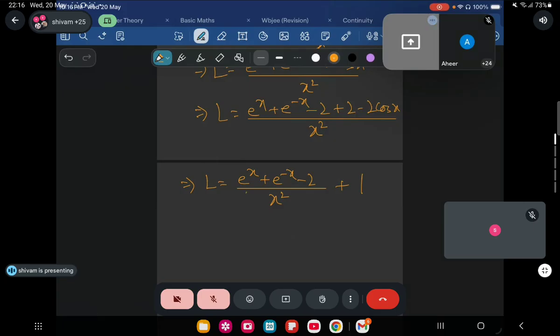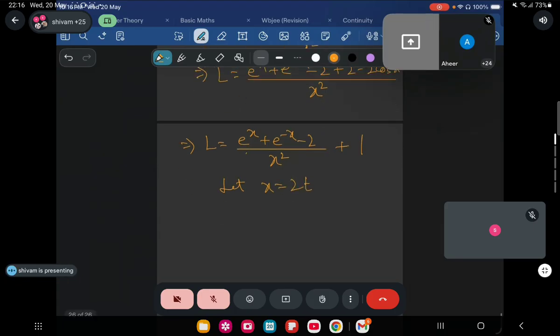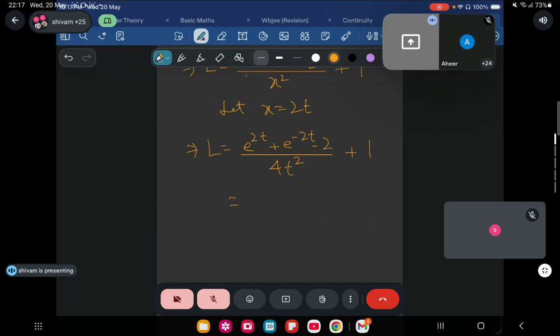Okay. So what I'm going to do is I'm going to take x equal to 2t. So what are we getting? We'll get L equal to e to the power 2t plus e to the power minus 2t minus 2 divided by 2t whole square, so 4t square, plus 1. Okay, so I think this should work.